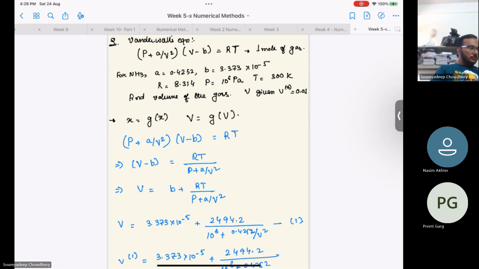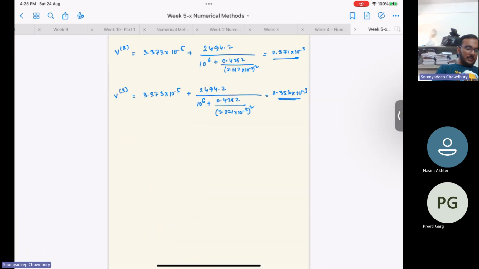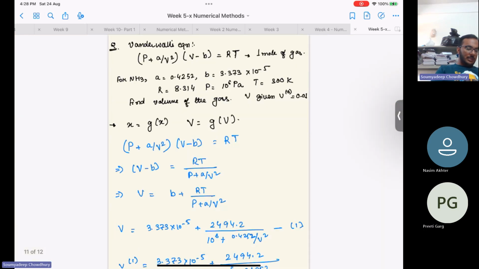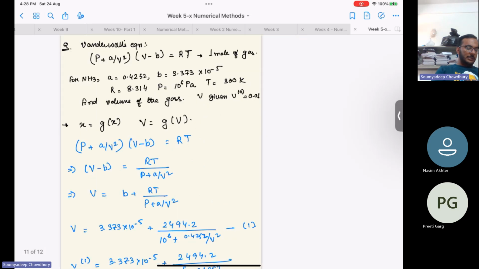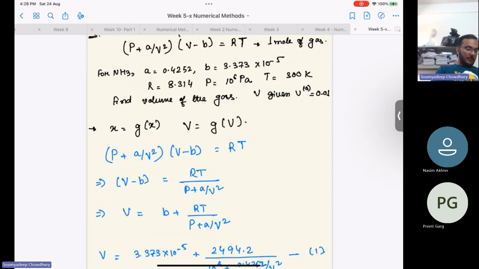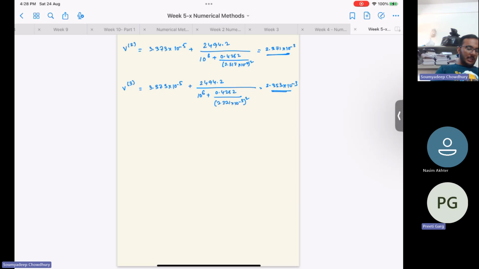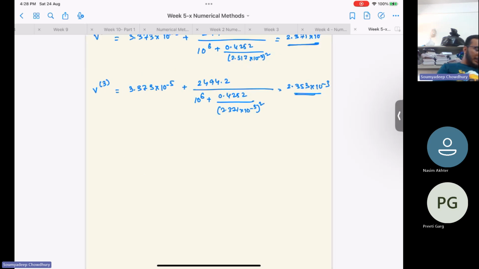Okay. So this is about the fixed point technique, and I described one problem on the van der Waals equation using this fixed point method. Now we will move to the last topic of today, which is the multivariable Newton-Raphson method.